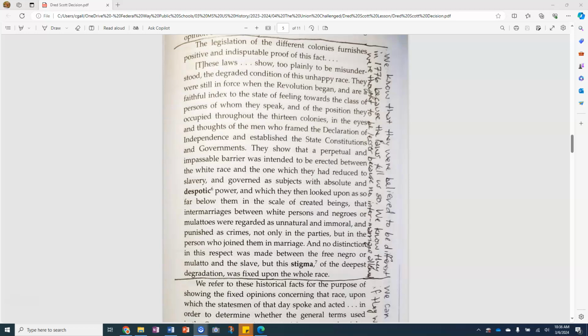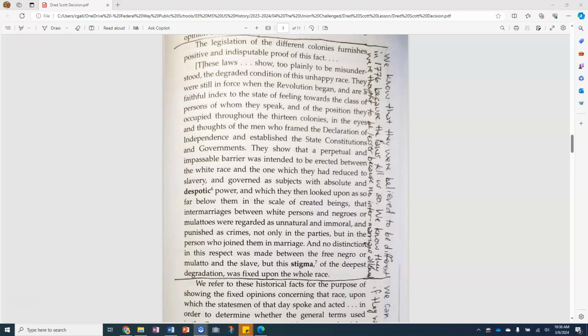They show that a perpetual and impassable barrier was intended to be erected between the white race and the one which they had reduced to slavery. Again, segregation. Hardcore segregation is what he's talking about here. We don't want different groups of people mixing. So he's talking about building a wall, a metaphorical wall in this case, but a wall nonetheless.